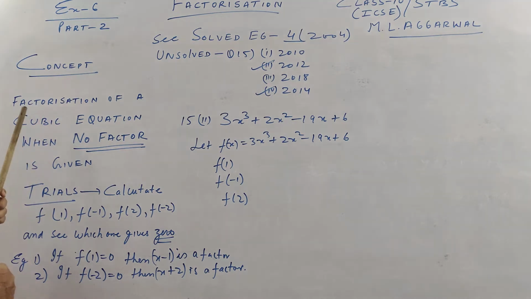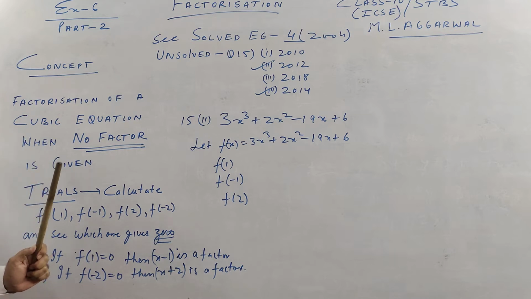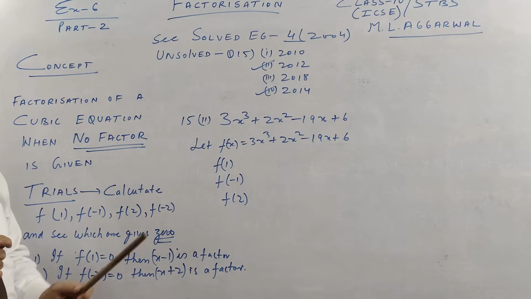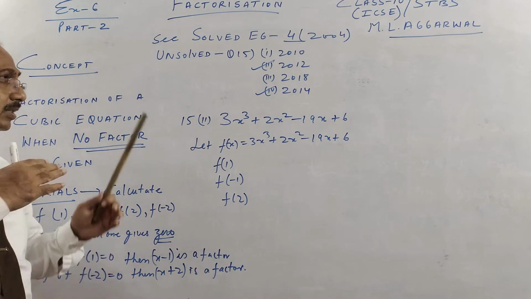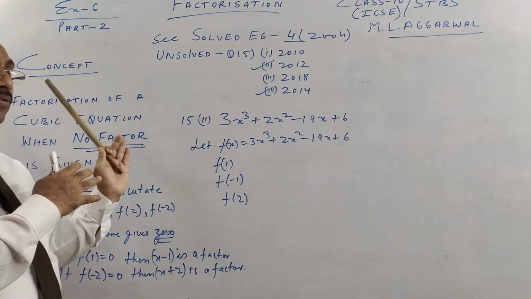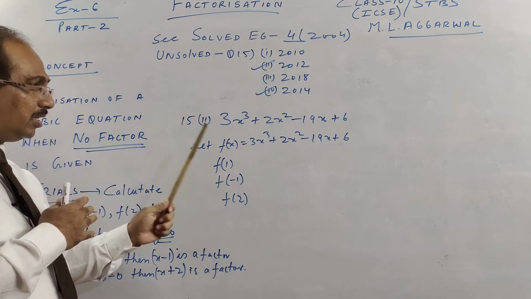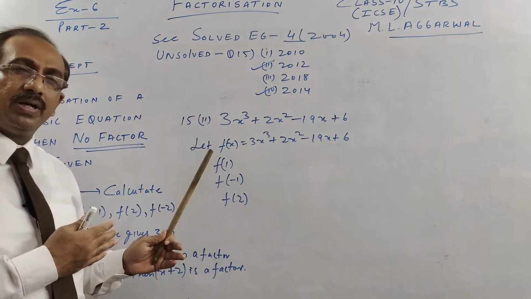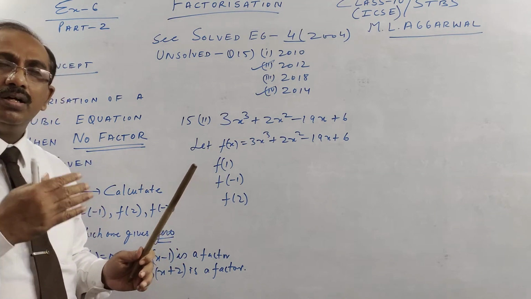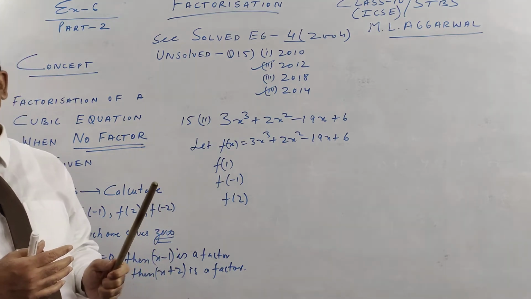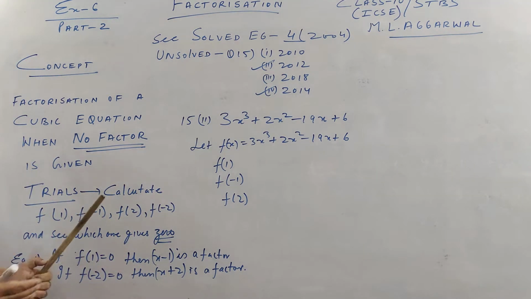Now what is the concept here? Factorization of a cubic equation when no factor is given. So we need to get at least one factor, children. Like in the previous video, if you get one factor, the question becomes the same as what I did in part 1. So the main thing you have to do here, children, is to get the first factor, and that is generally what we call the hit and trial method.